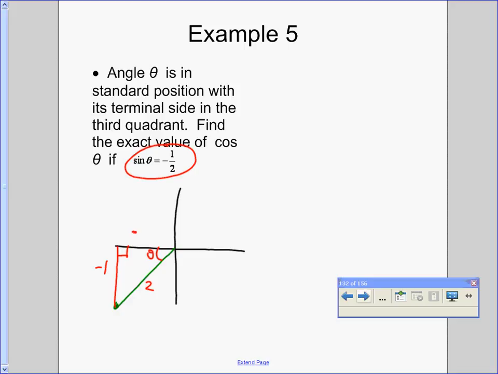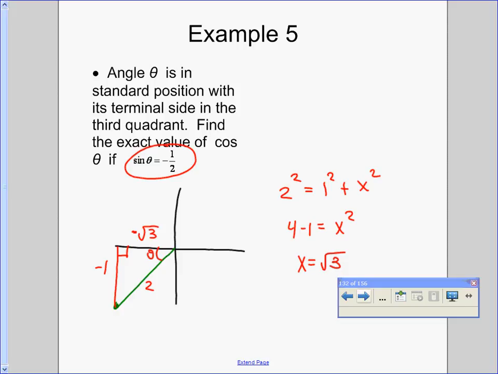You might recognize this, and if you don't recognize it, then we're going to end up using the Pythagorean theorem to work it out. So you've got 2 squared is equal to 1 squared plus, we're looking for our x squared, and so 4 minus 1 is equal to x squared, and that means x is going to be equal to the square root of 3. So we got negative root 3 here.